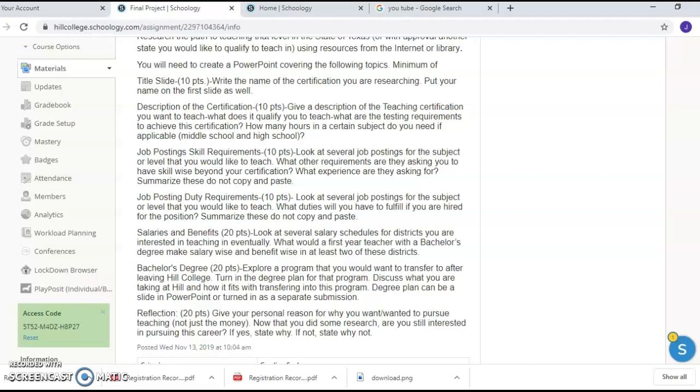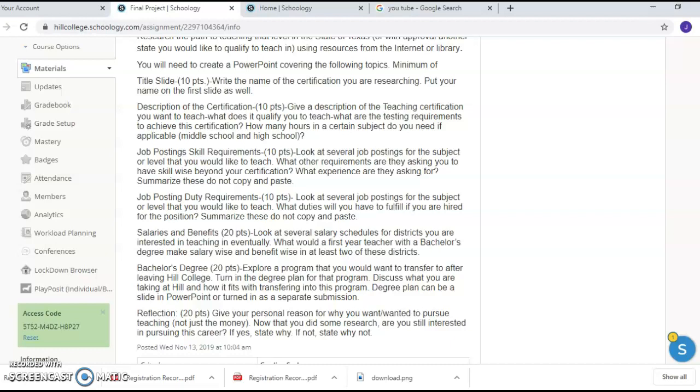So remember, it's 2 years here at Hill, and then 2 to 3 years, depending on how fast you go, at your university or college. Next, you need to give a description of that certificate. On the title slide, it's what certificate, just the name and your name. So clearly your name should be on it. The next slide should be the description of the certificate.